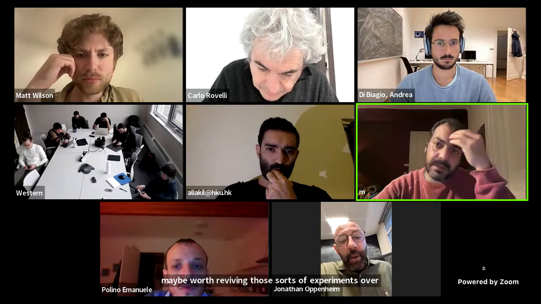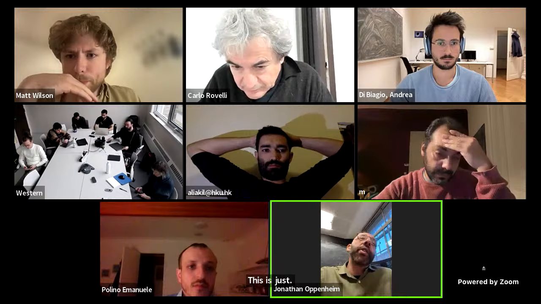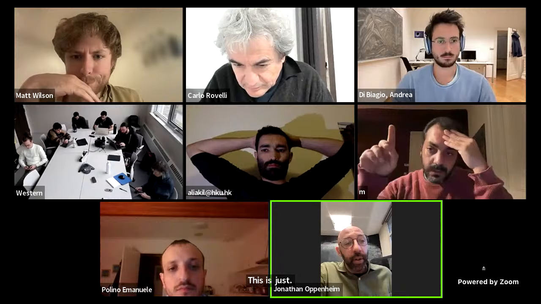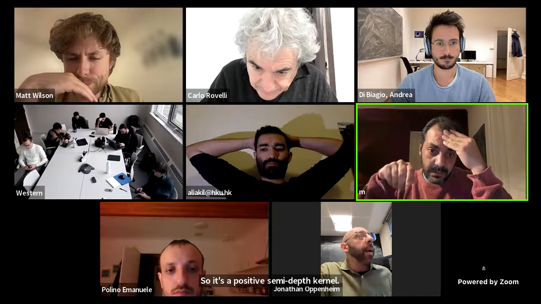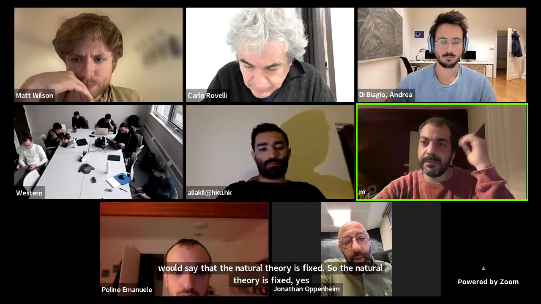I see, but this is not about the freedom of choosing the type of interaction, right? The theory is defined by these three constants. So there could be a matrix, in the case where you have more degrees of freedom. So it's a positive semi-definite kernel. That's the matter side, but on the gravity side, the theory is fixed. I would say that the natural theory is fixed, yes. Okay, thanks.